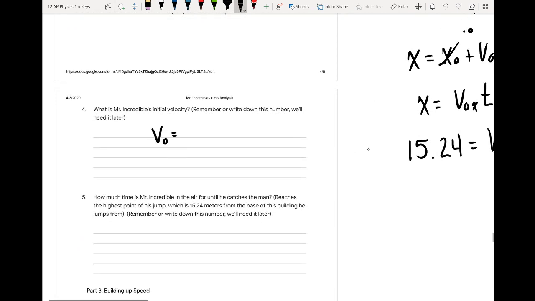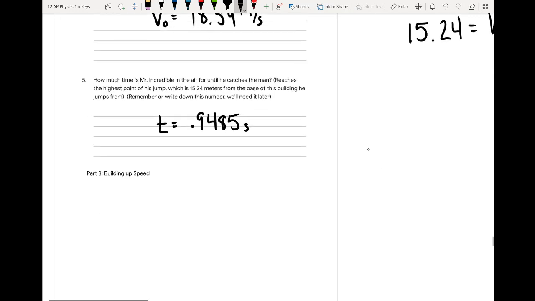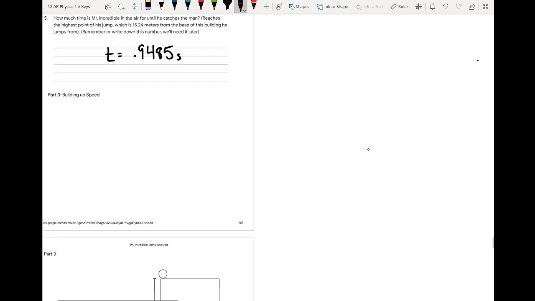So v naught equals 18.59 meters per second. And then the time in the air is equal to 0.9485 seconds. All right, now we want to look to see, so the full time comes from him building up the speed and the jump.